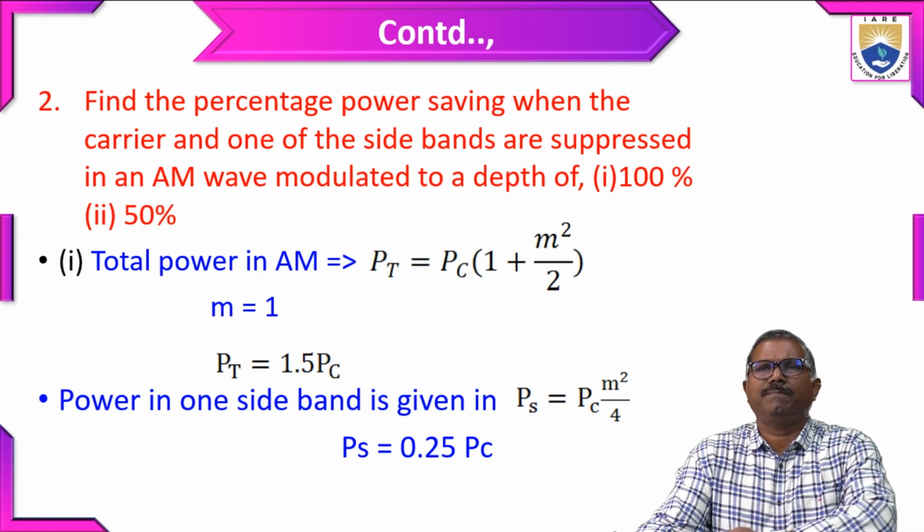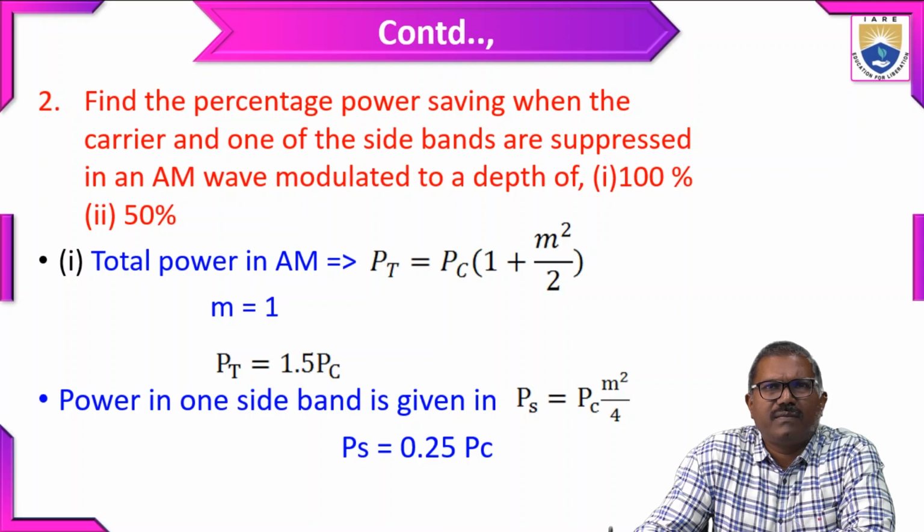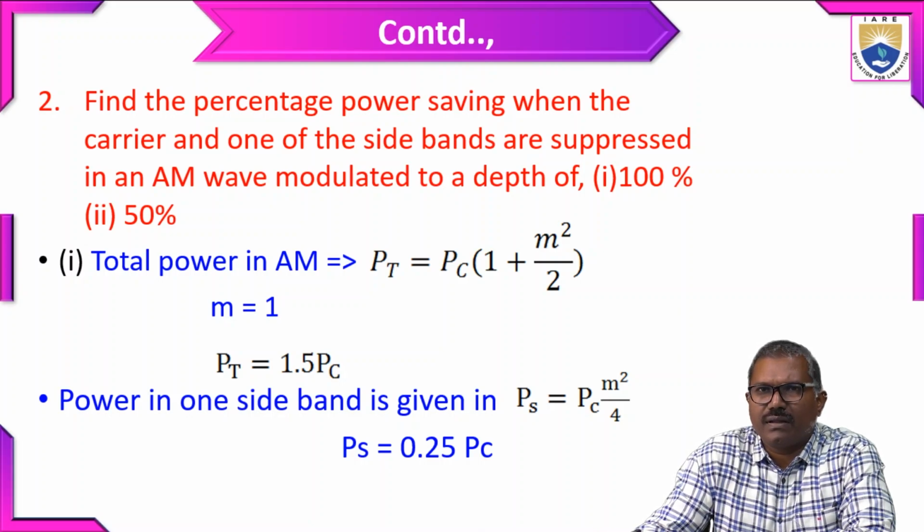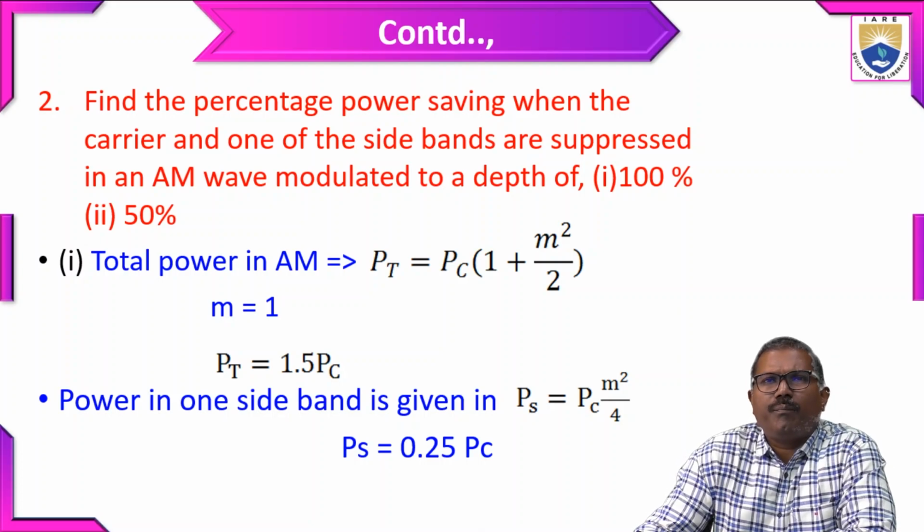Coming to the second problem. Find the percentage power saving when the carrier and one of the sidebands are suppressed in an AM wave modulated to a depth of 100%, and second, 50%. Depth of modulation is nothing but modulation index. So in this problem, they gave two modulation indexes, two cases. Let us start this problem.